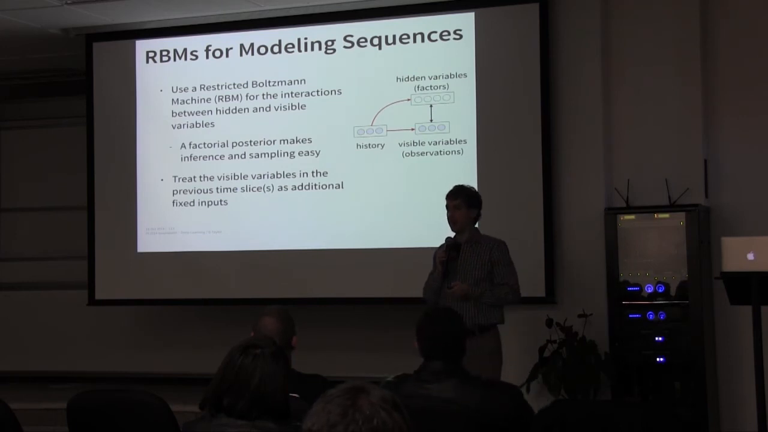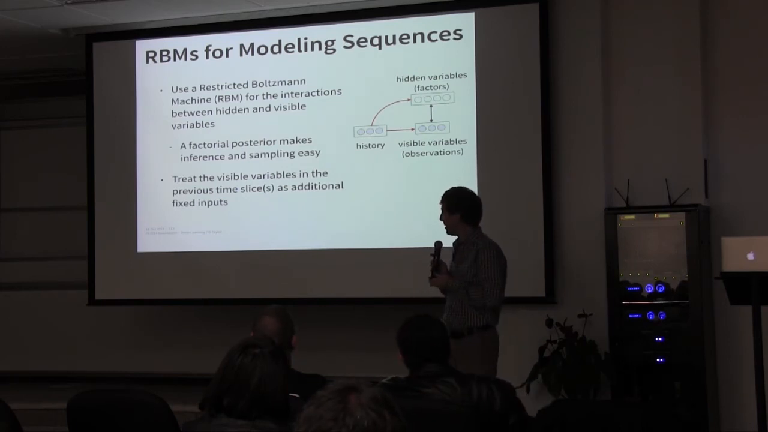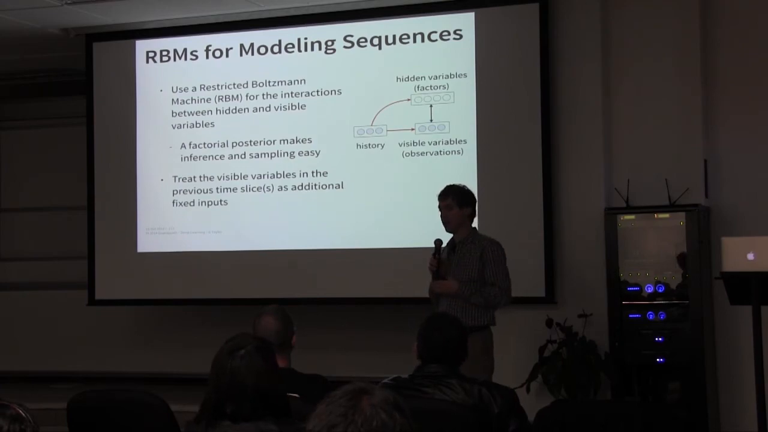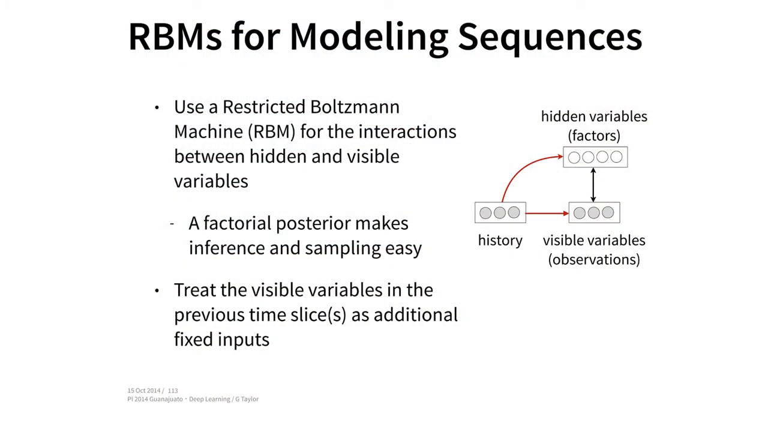Okay, so the last part of this unsupervised learning talk is I'm going to extend this into modeling sequences. So we talked before about taking a neural network and extending this into a model of time series through the use of a recurrent neural network. I'm going to take the restricted Boltzmann machine and transform that into a time series model by adding additional connections from the past.